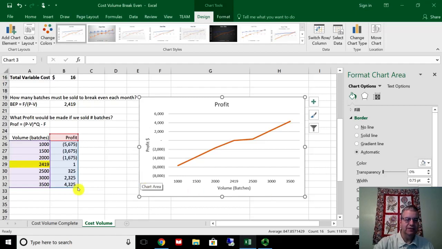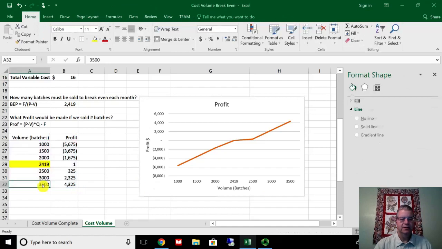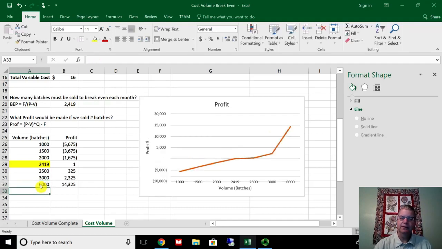Again, the great thing about Excel is somebody might come along and say, well, yeah, I think this business is really going to take off. Instead of just 3,500 batches, what if we did like 6,000 batches? So instead of getting our calculator out and a pencil and having to recalculate, I just put it in. I can say really quickly, all right, if we can sell 6,000 batches a month, $14,325. That'd be great. I might be able to retire.